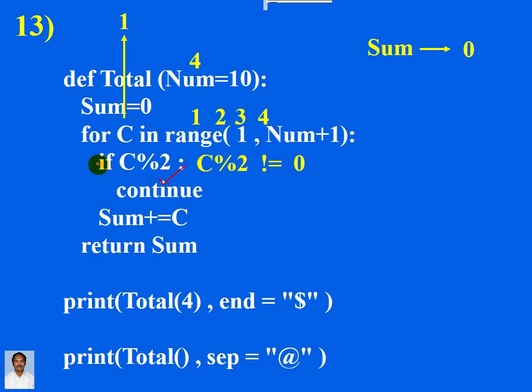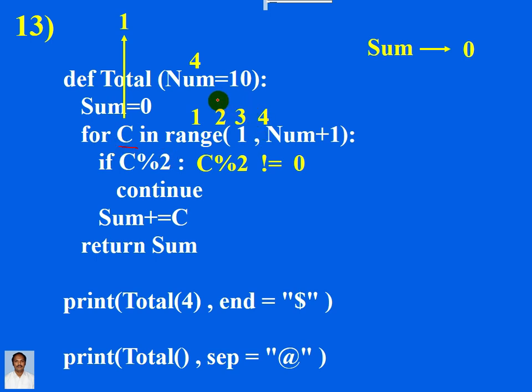So continue means you will continue with this loop. This will not be executed. Actually this is part of the for loop. You can see the indentation. Since continue is executed, you will continue with the loop. The control will not come here.